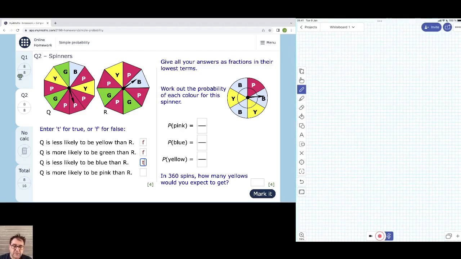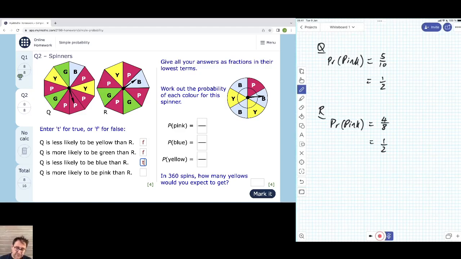And then finally, for that bit, Q is more likely to be pink than R. So on Q, the probability of a pink is, well, there's 5 pinks out of 10. 5 out of 10 is the same as a half. Whereas on R, the probability of a pink is, well, there's 4 pinks out of 8. 4 out of 8, which is also a half. So they're equally likely. So the statement that Q is more likely to be pink than R is a false one. Okay, moving on to the next bit.